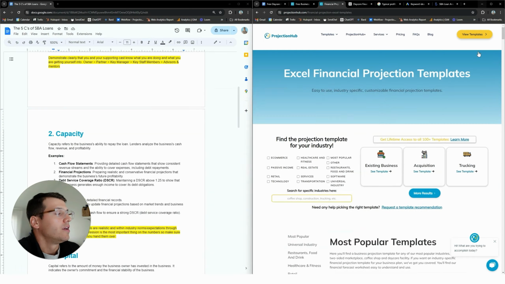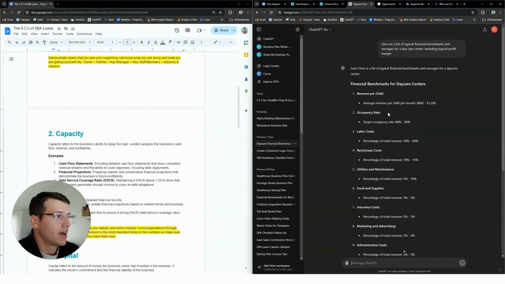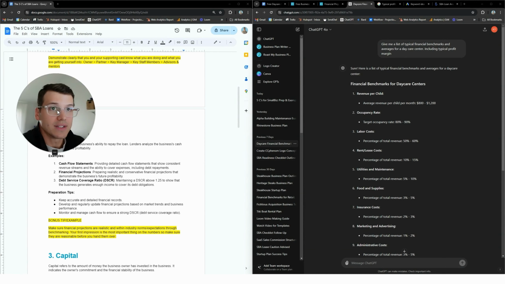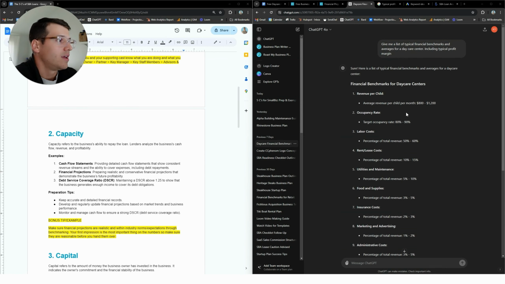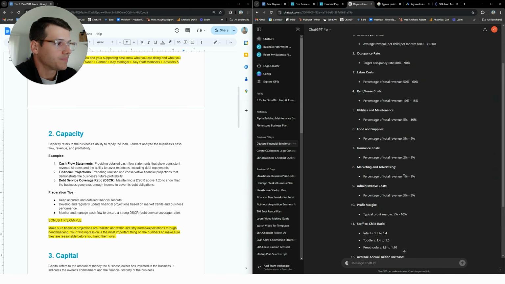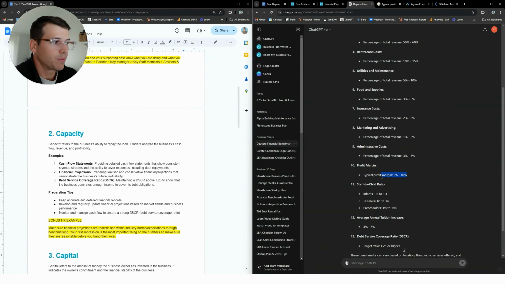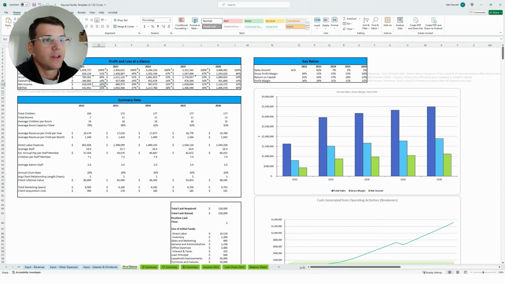So minimize this, and I've got ChatGPT give me a list of typical financial benchmarks and averages for a daycare center. And let's see some of the stuff it talks about in here. So typical profit margin is 5 to 10%. Let's go back over to our completed projections, and look at that. We're pretty high. We're probably overly optimistic.